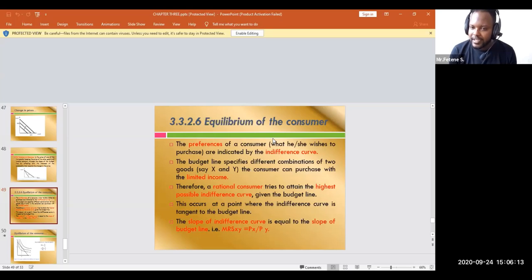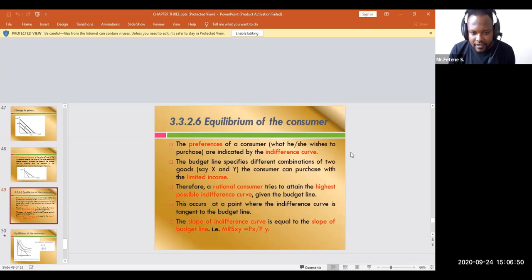Then we saw the one-commodity and two-commodity cases. Now, how is the consumer at equilibrium here? Look, the preference of a consumer, what he or she wishes to purchase, is indicated by the indifference curve, the combination of two goods. And the budget line specifies different combinations of two goods, say X and Y, that the consumer can purchase with a limited income. Preference is shown by the indifference curve.